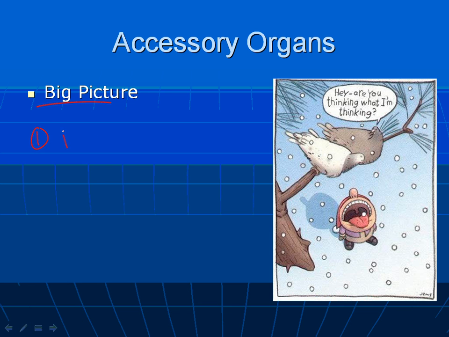So 1, we have the pancreas. 2, we have the gallbladder. And 3, we have the liver. Each of these contributes either enzymes or some other molecule in order to get the job done. The gallbladder also has an intermediate function where it stores a certain molecule. So we'll get onto that in a second.